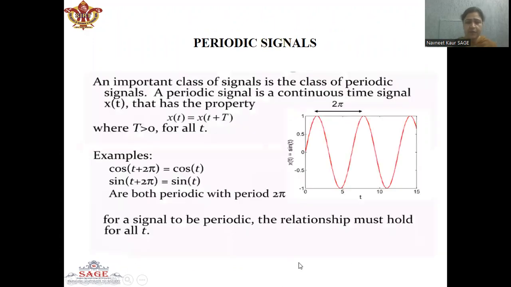Now, coming to periodic and non-periodic signals. Periodic signals are the signals which repeat after a discrete instant of time, or a fundamental time period. Here x of t is equal to x of t plus T. That means this signal repeats itself after interval capital T, and this T is known as the fundamental time period. Here the examples are cos and sine functions. We can see that cos and sine repeat themselves after a period 2 pi.